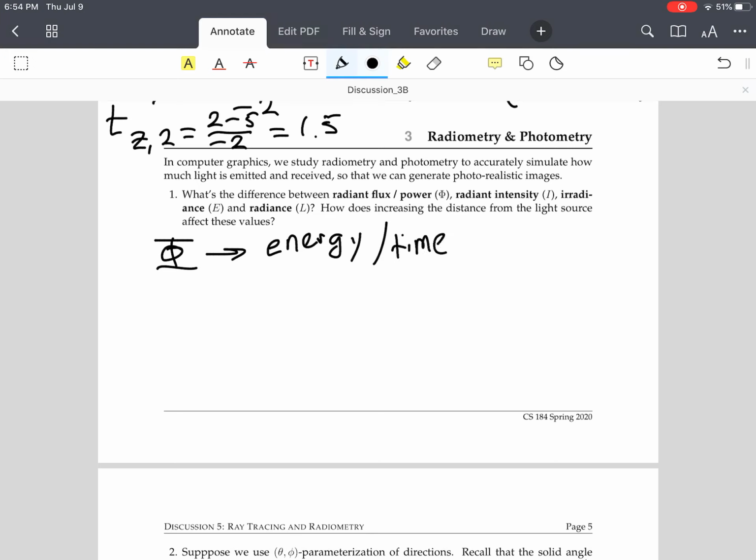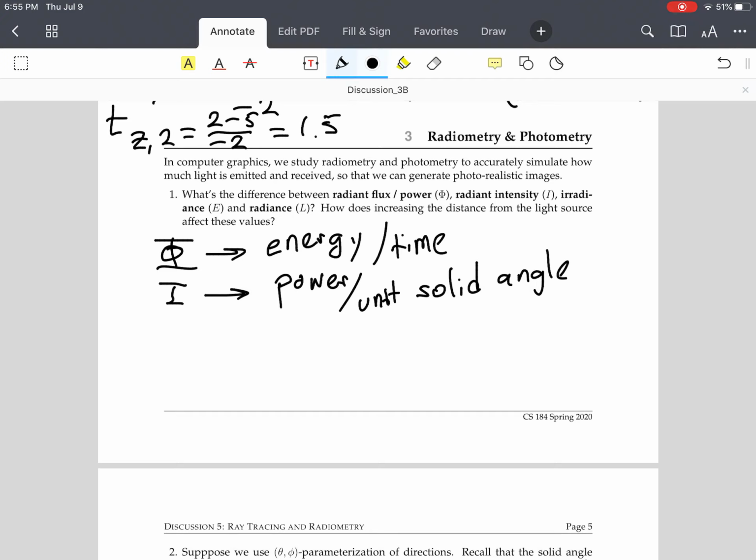Remember, emitted, reflected, transmitted, or received. The radiant intensity, so I, is the power per unit solid angle. So power per unit solid angle emitted by a point light source.